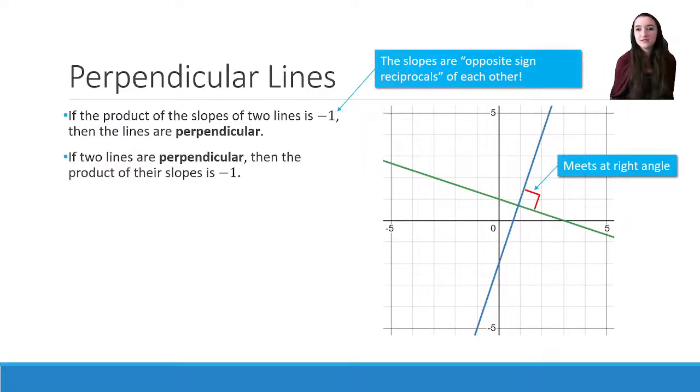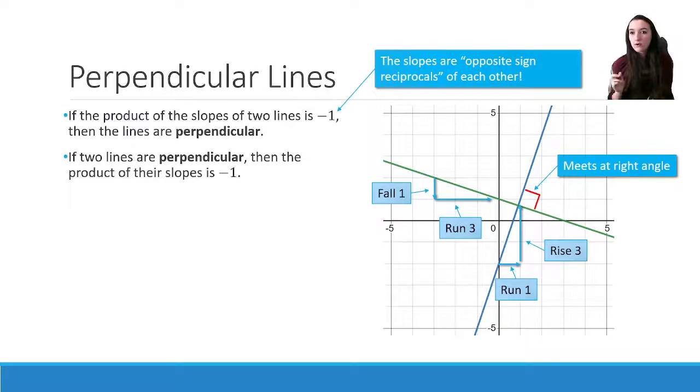One thing to note is this might be a more difficult way to say it than you may have heard in the past. So, really, when I say the product of their slopes is negative 1, what I mean, and you may have heard this before, is that the slopes are opposite sign reciprocals. That's what gives us a product of negative 1. So, opposite sign reciprocal.